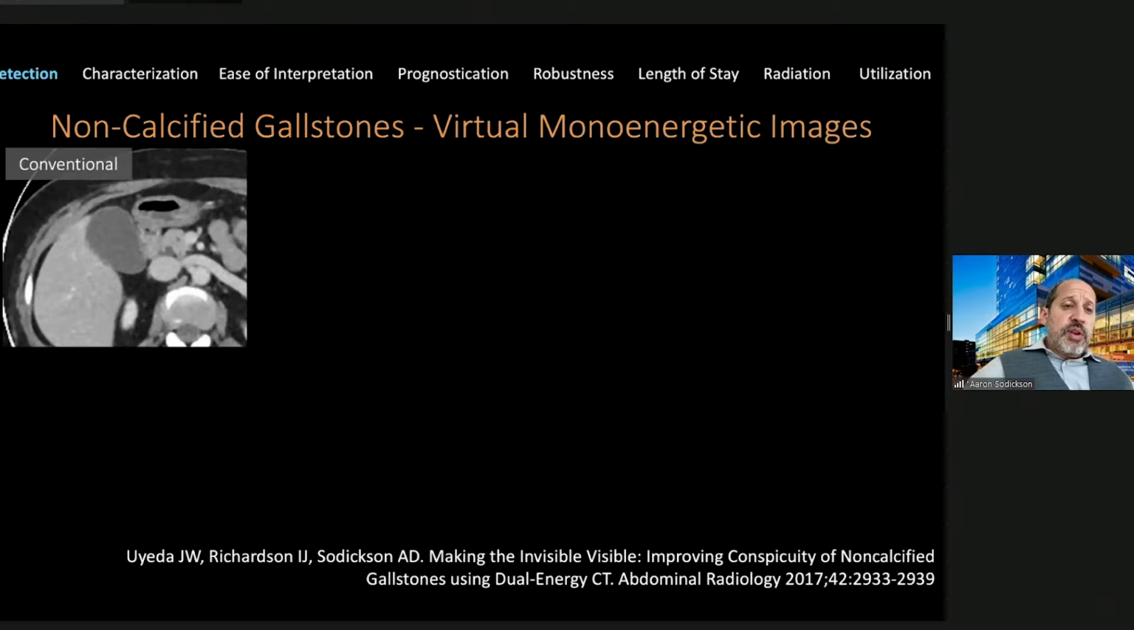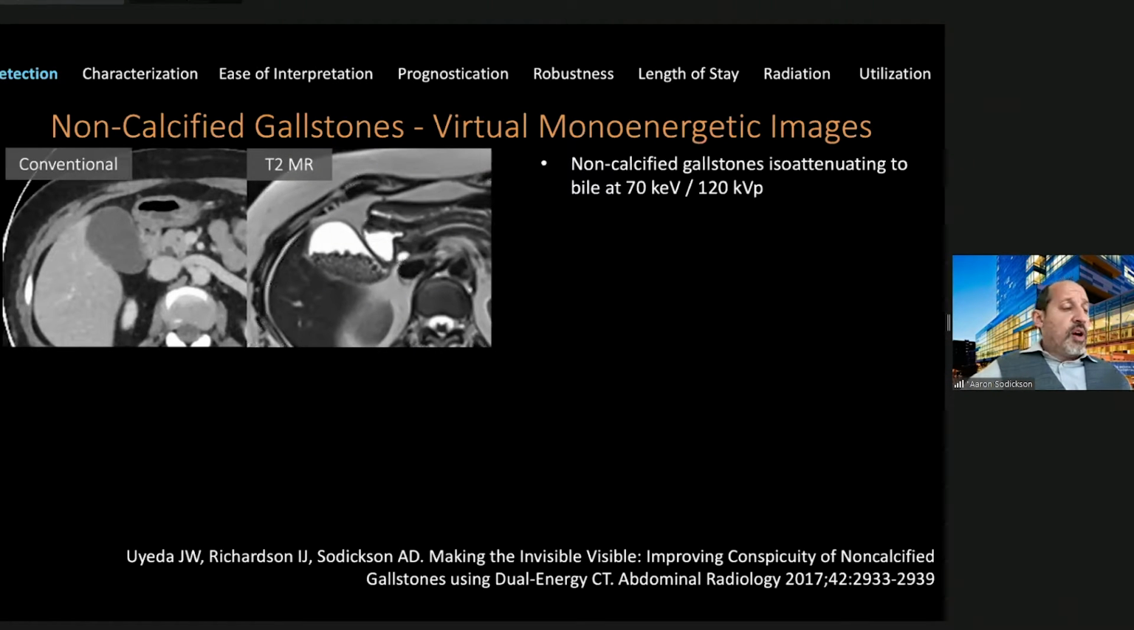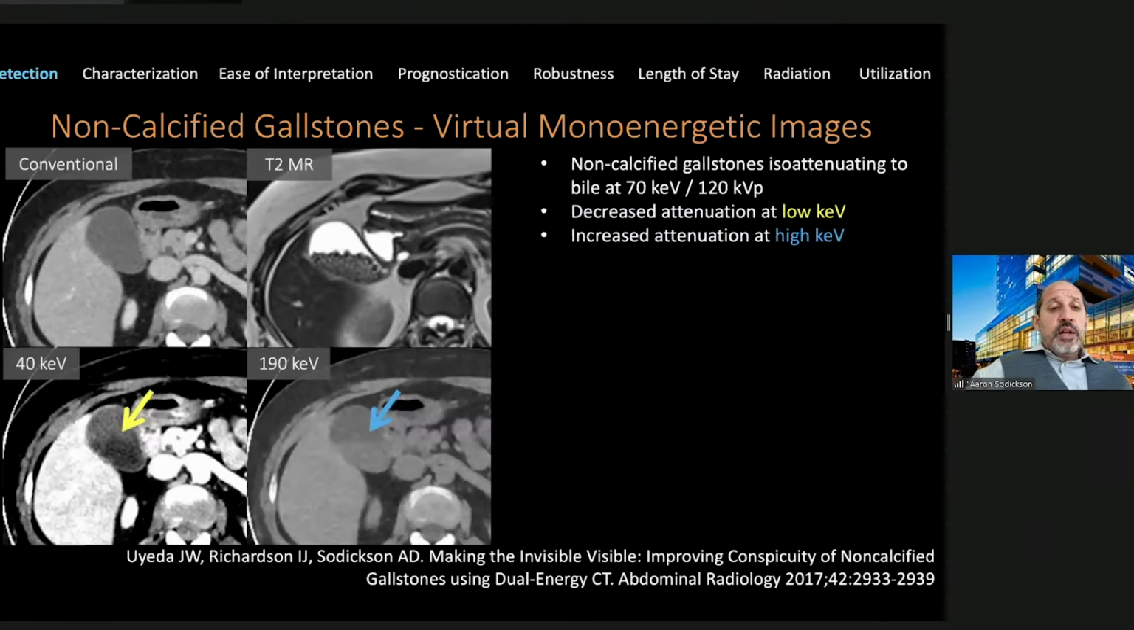This is a patient with a normal looking gallstone on CT. However, this gallbladder contains multiple gallstones within it, as we can see on this MRI. And if we adjust the keV levels, we can see that we can make these stones much more visibly dark at low keV and bright at high keV.